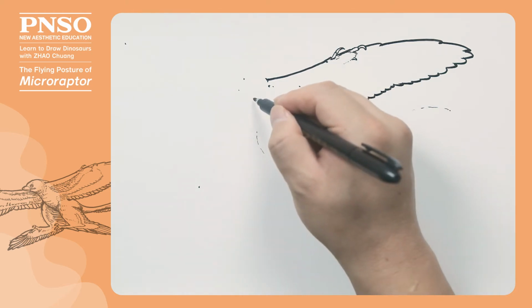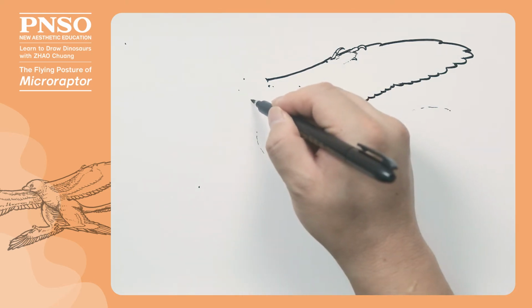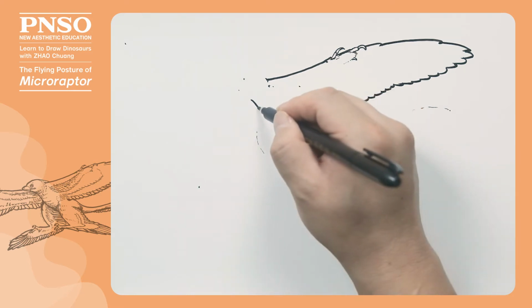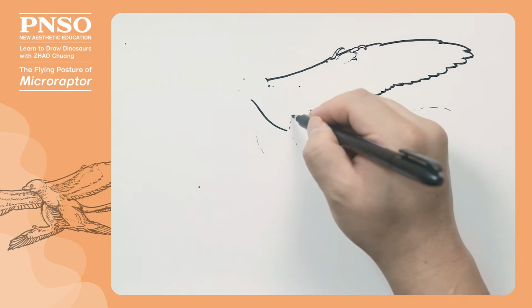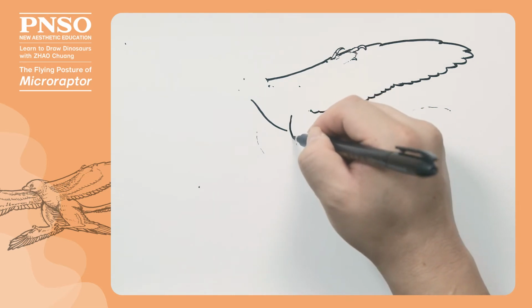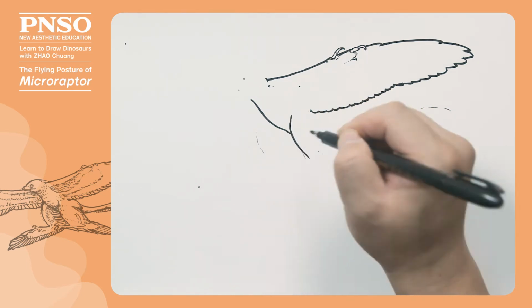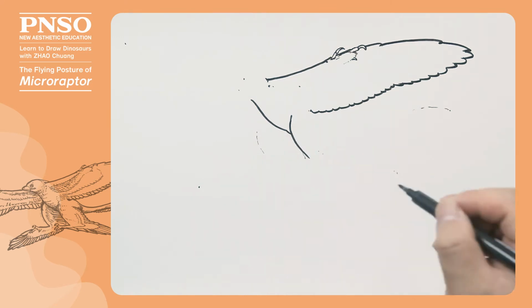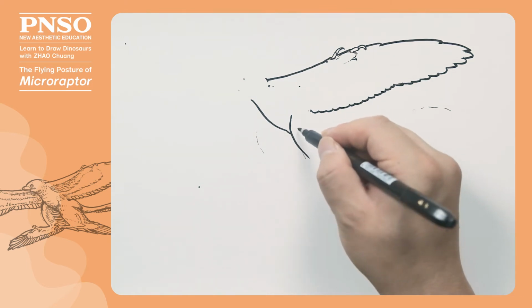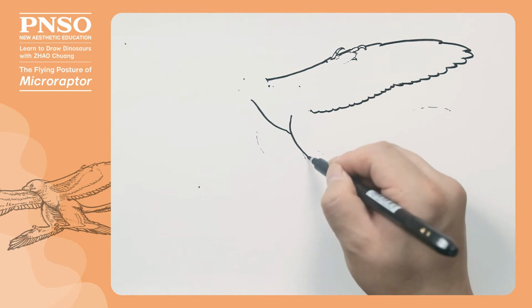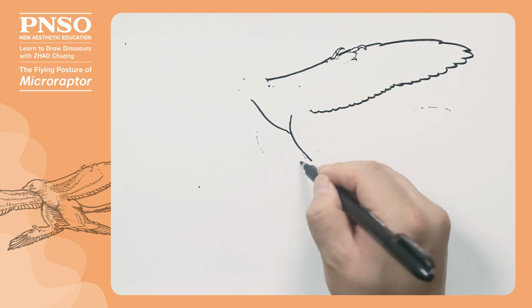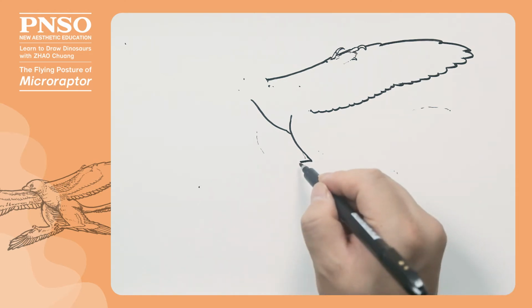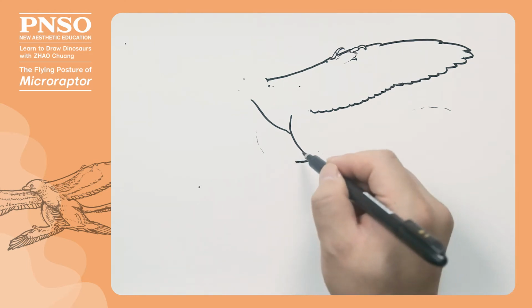Then we draw its belly, which was probably here. We move on to draw this leg. First, we start with the knee. The thigh is here, then the shank. Here is its knee. And this foot would stretch forward like this.